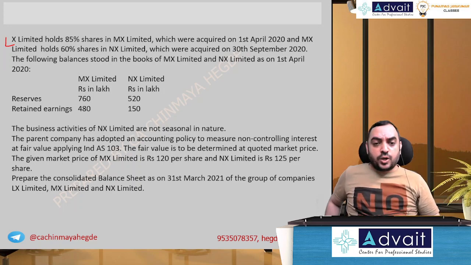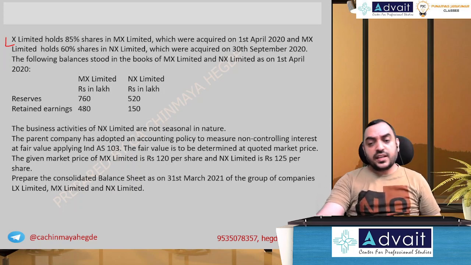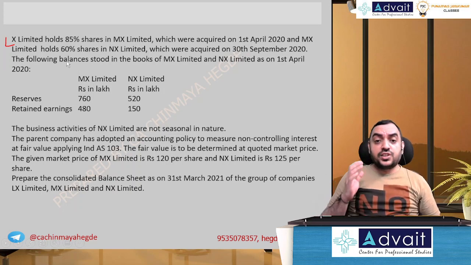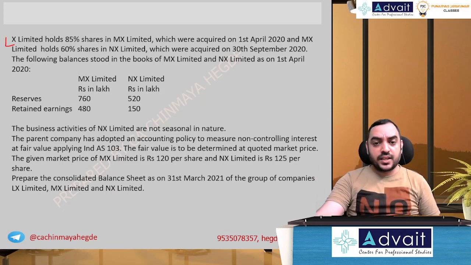The parent company adopted the accounting policy to measure non-controlling interest at fair value, applying Ind AS 103. The fair value is determined to be the quoted market price. The market price of MX Limited is rupees 120 per share and NX Limited is 125 per share. Prepare the consolidated balance sheet of the group companies LX, MX, and NX. First we'll understand the shareholding pattern, then we'll go for the pre-post analysis, then our working note format, and then we prepare the balance sheet.